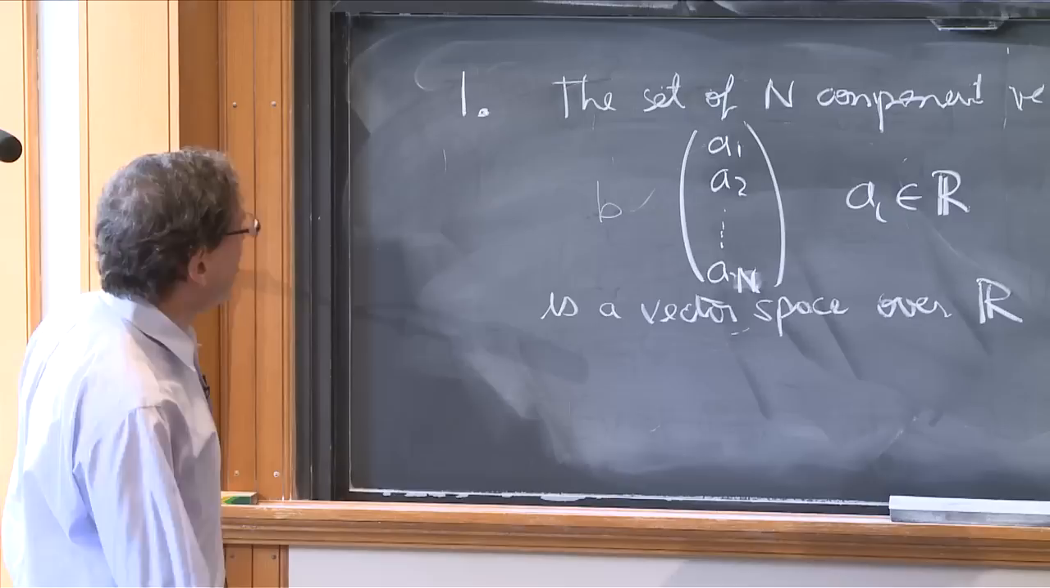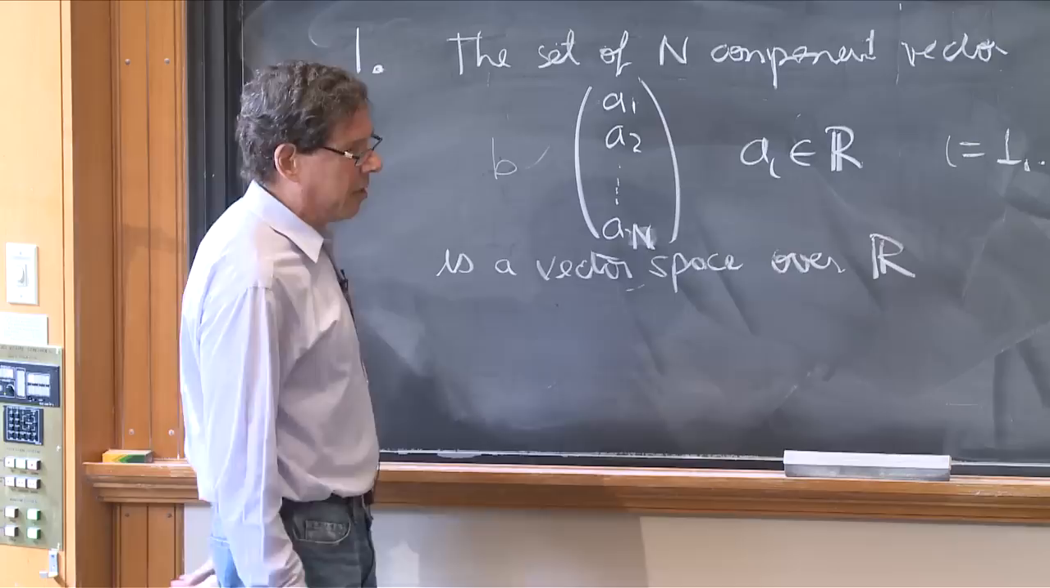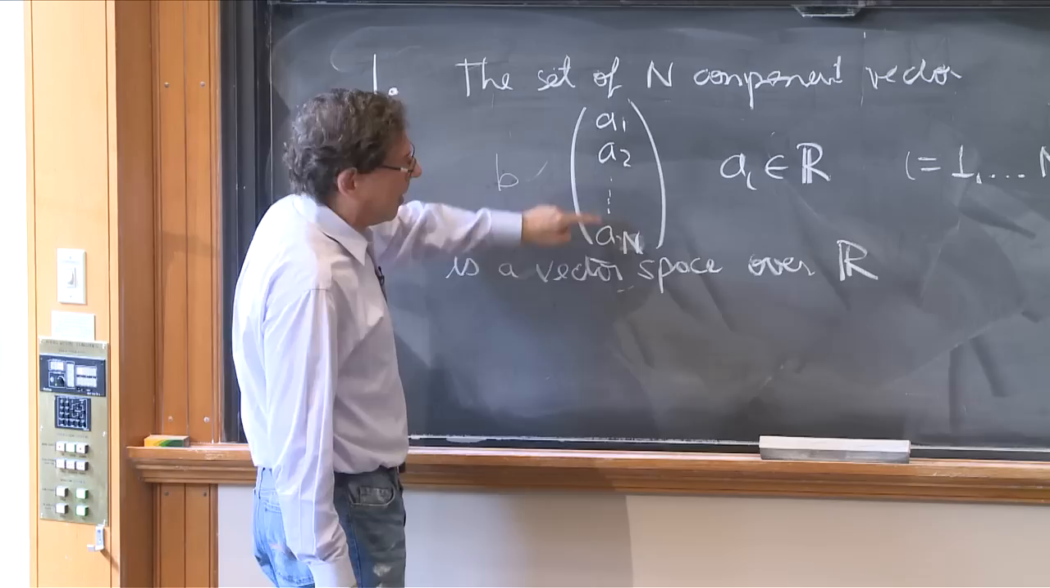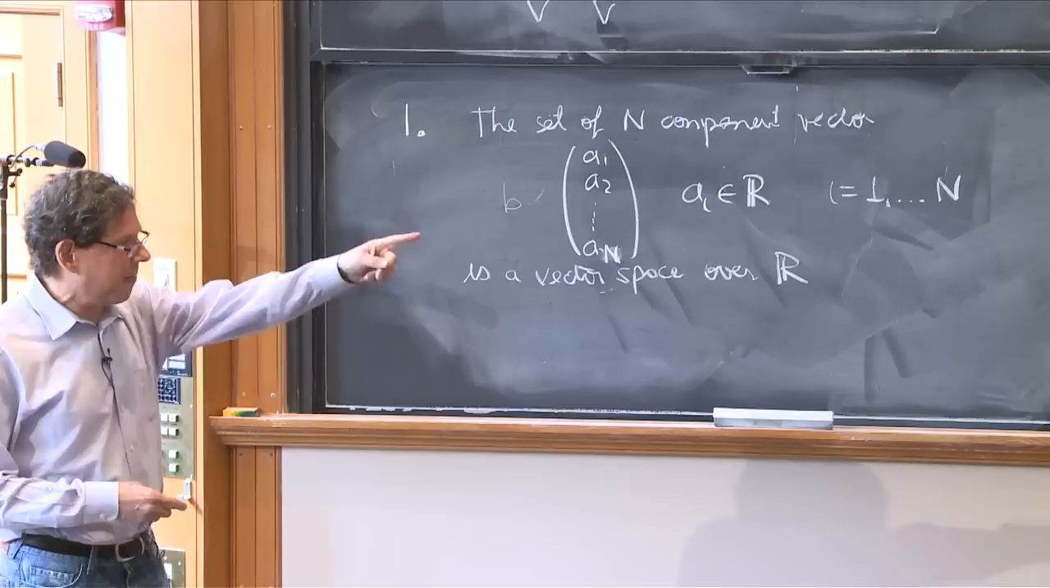What is the 0 vector? Must be the one with all entries 0. What is the additive inverse? Well, change the sign of all these things. So it's kind of obvious that this satisfies everything if you understand how the sum and the multiplication go.